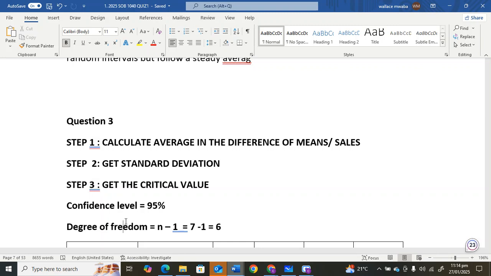So you can continue with your question. What was your question? Get your critical value from the T table, where they intersect.